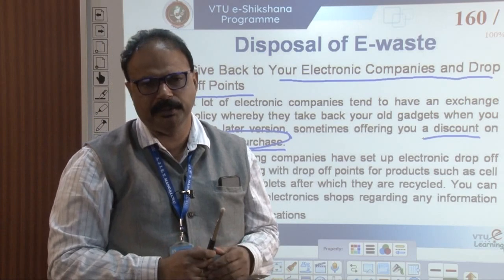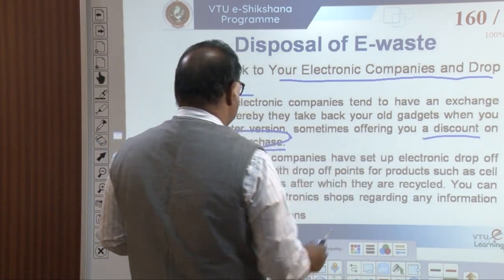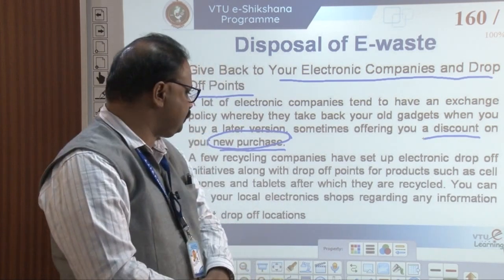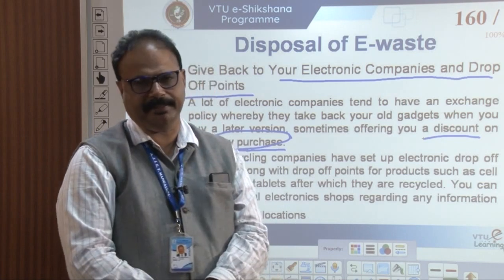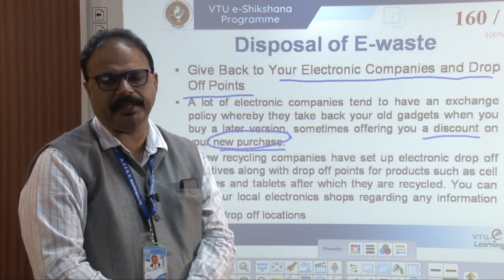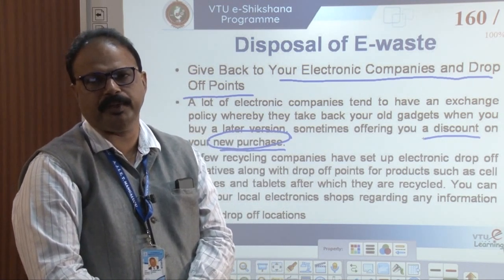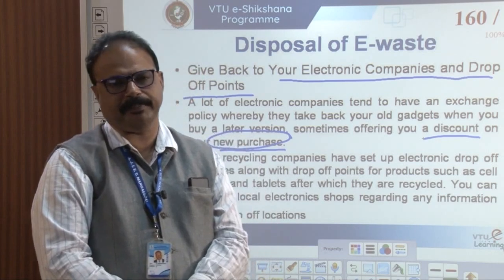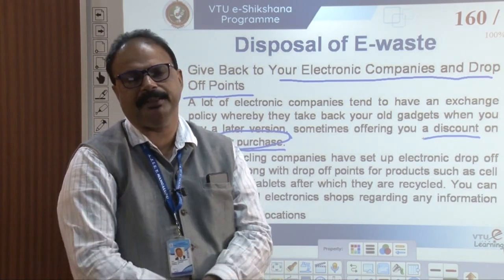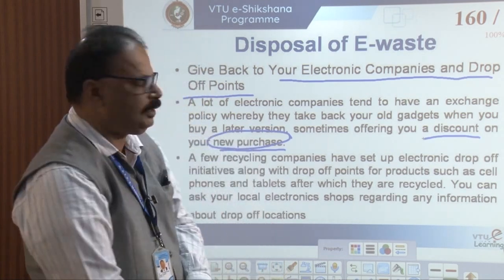A few recycling companies are set up at electronic drop-off points for products such as cell phones and tablets, which are then recycled. You can ask your local electronic shop for information on drop-off locations. They will take back mobile phones and everything, giving 500 rupees, 1000 rupees, and they will reuse it. That is the first point of disposal.